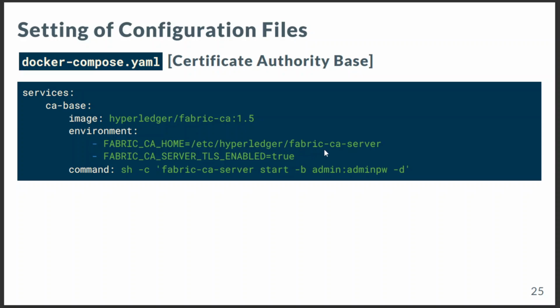/etc/hyperledger/fabric-ca-server. And FABRIC_CA_SERVER_TLS_ENABLED, of course, TLS for everyone, so true. And the command to run the Fabric CA server: sh -c 'fabric-ca-server start -b admin:pw -d'. That is the username and password, and -d for debug.